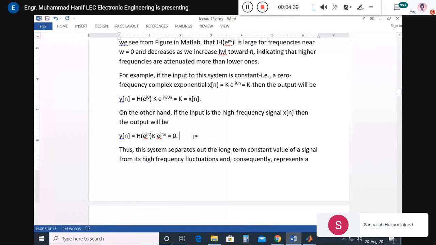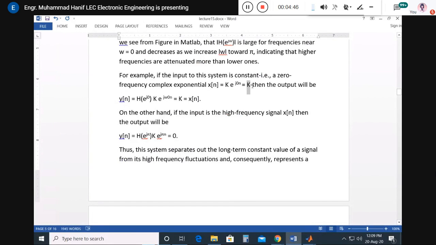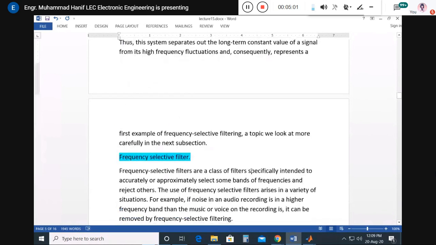As we say that in this case it's a low pass filter, so low frequencies are passed unattenuated with omega equals to 0, and for the high frequencies with omega equal to pi, output will be equal to 0. So we say thus this system separates out the long-term constant value of a signal from its high frequency fluctuations, and consequently represents a first example of frequency selective filtering, the topic that we will discuss later.